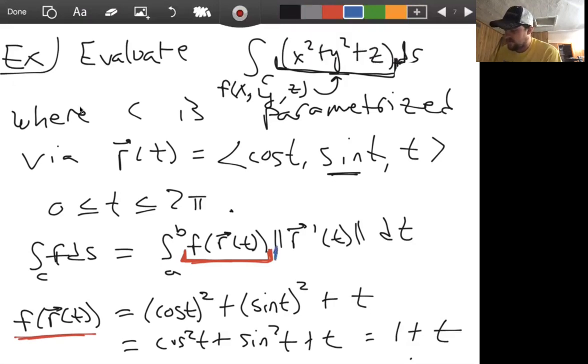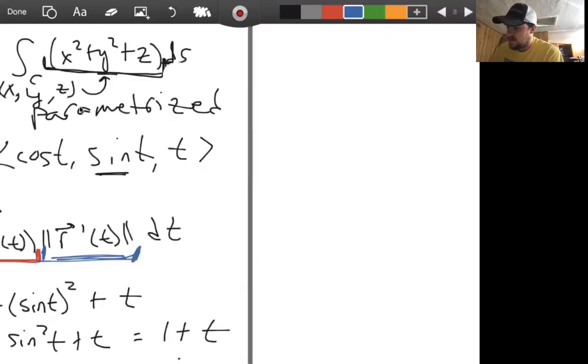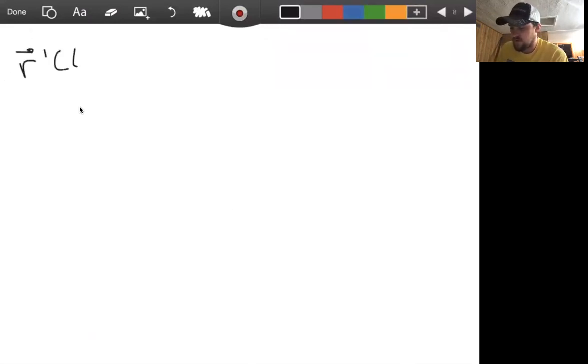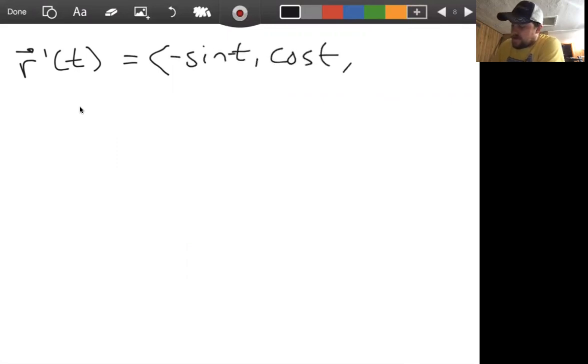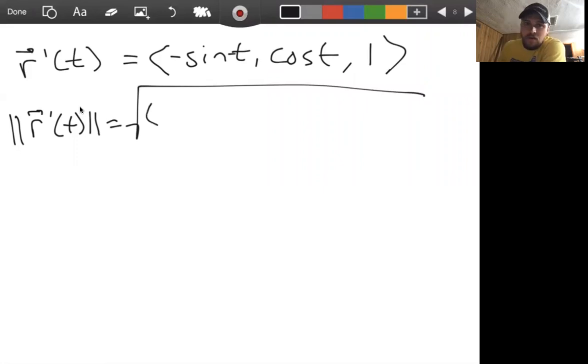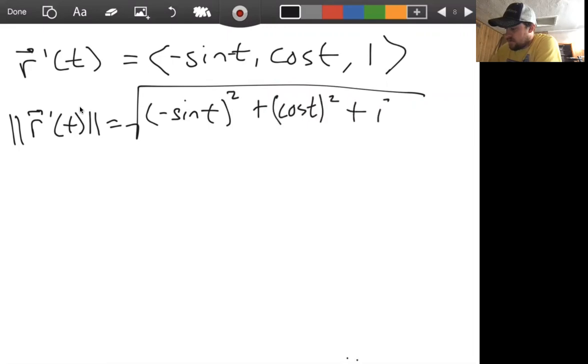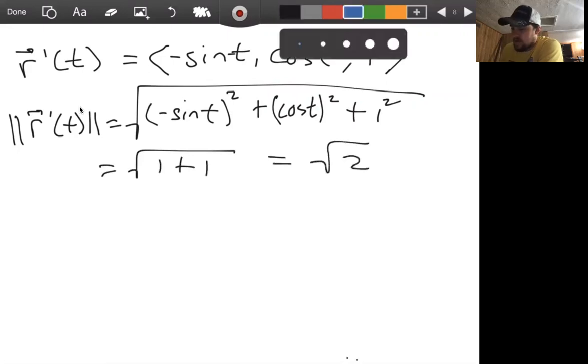Now let's find the magnitude of r prime of t. First we need to find r prime of t. The x component was cosine, the derivative of cosine is negative sine. The y component was sine with derivative cosine. The derivative of t is 1. So here's r prime of t. Now let's calculate the magnitude. This is the root of each component squared and summed up: negative sine t squared plus cosine t squared plus 1 squared. You see the sine squared t plus cosine squared t will be 1, and so we get 1 plus 1, which is root 2. This is the magnitude of r prime of t.